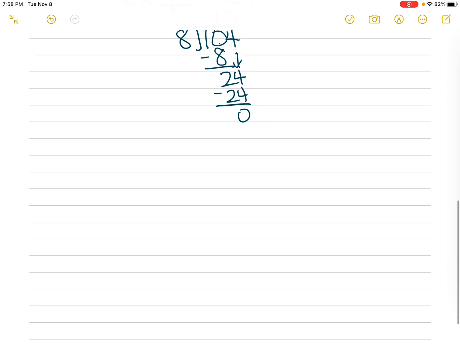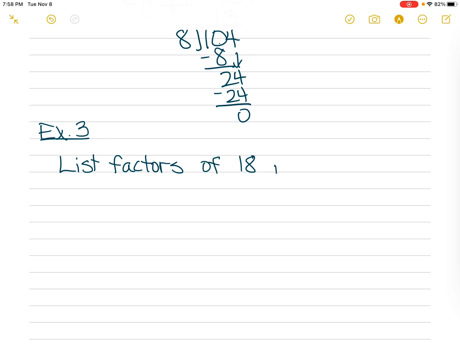Okay, let's go on to example 3. Example 3 says, list the factors of 18 in order. In order means from least to greatest, right? So if you said the numbers in order, you would say 1, 2, 3, 4, 5. That's in order from least to greatest. So we're going to list the factors of 18. So think of things that you can multiply to get 18.